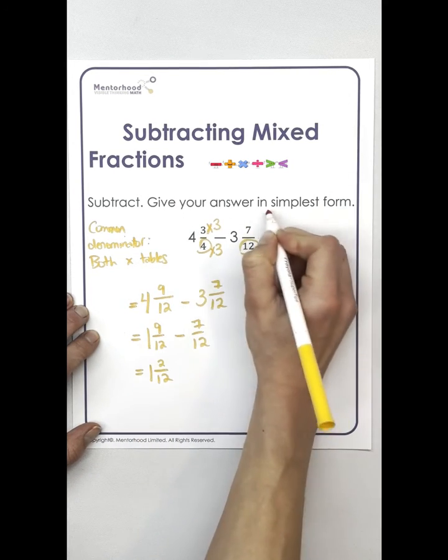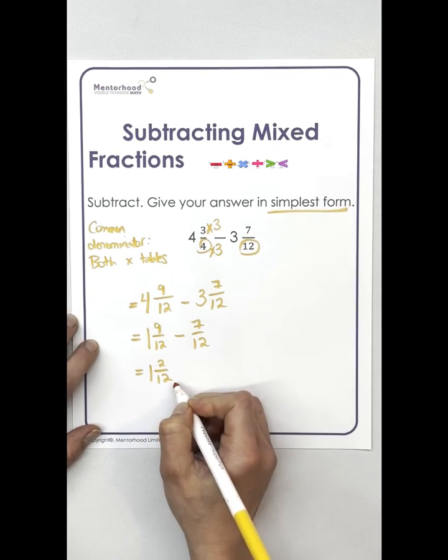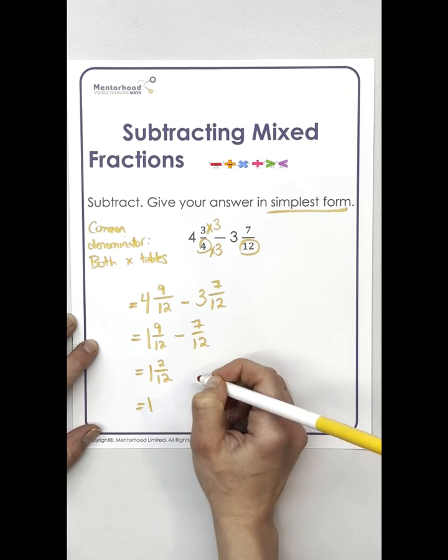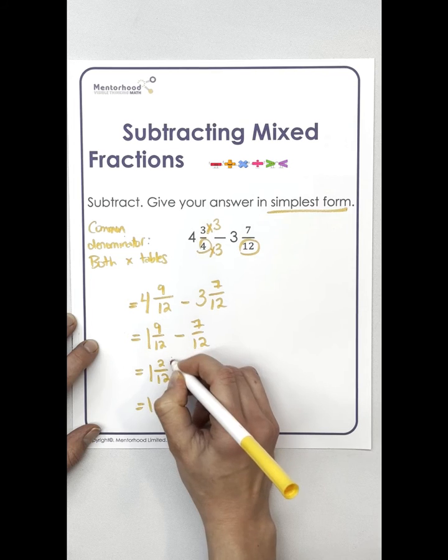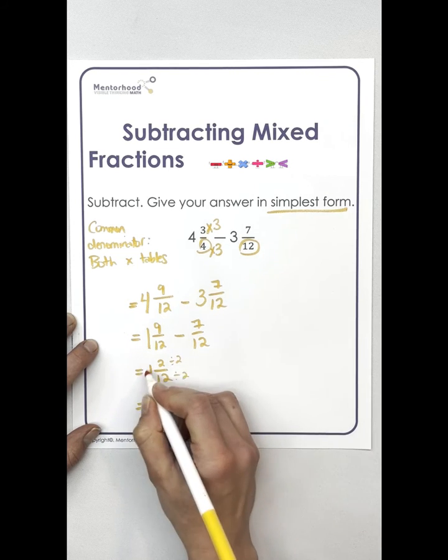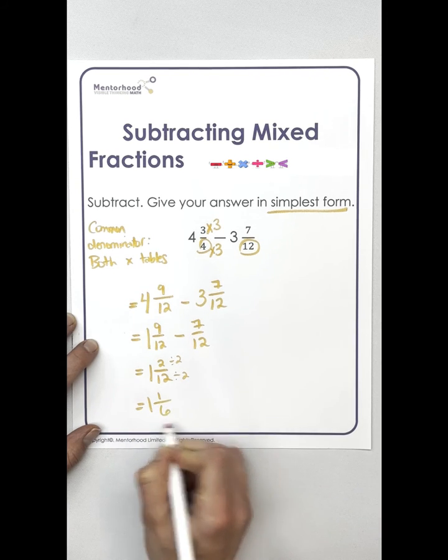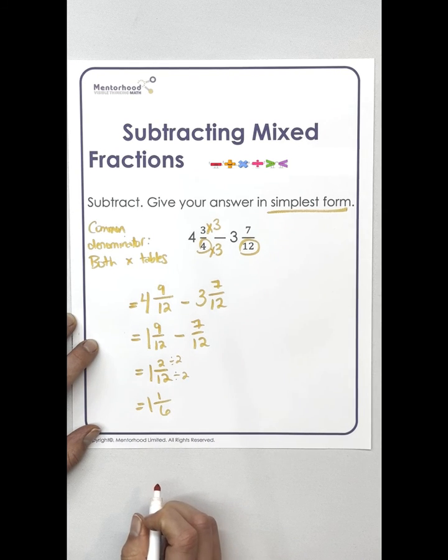Now, last step. Is there anything that I can simplify? Why, yes, there is. 12 and 2 both divide by 2, so I'm going to divide both by 2. Now I've got 1 whole. 2 divided by 2 is 1, and 12 divided by 2 is 6. So my final answer is 1 whole and 1/6.